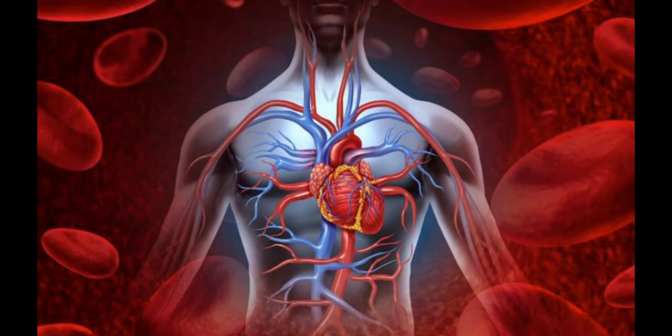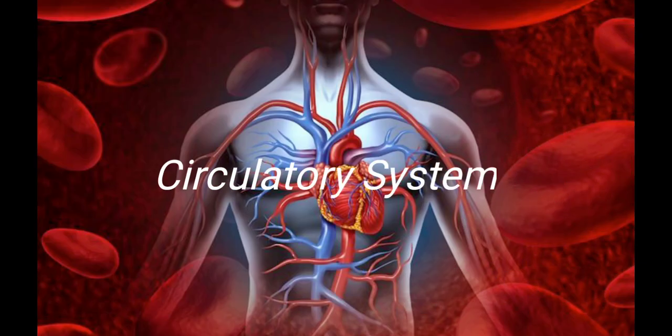Today's topic that we're going to discuss is the circulatory system. The ability to keep the blood circulating despite the pull of gravity is a matter of life and death for most organisms. Large animals like humans have special systems specialized to carry materials from one part of the body to another. This system is called the circulatory system.